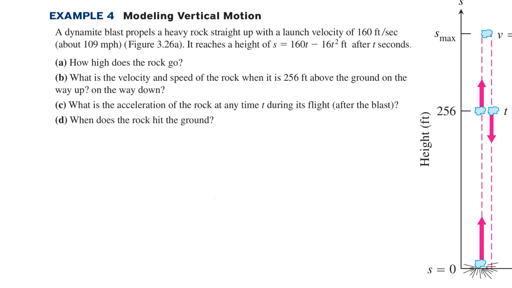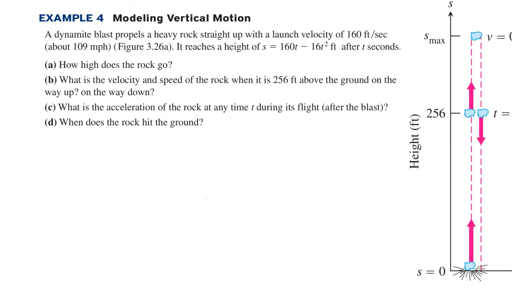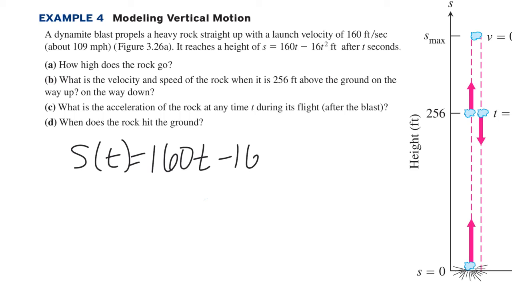Okay, let's go back and do part B. What is the velocity and speed of the rock when it is 256 feet above the ground on the way up, on the way down? So now we know we need to have the height equal to 256, and then we will figure out what time it is when it's 256 feet up, and then as it comes back down, how long until it hits 256 feet again. So we can solve this by saying S of t equals 160t minus 16t squared equals 256, because we want to know when it is going to be 256.